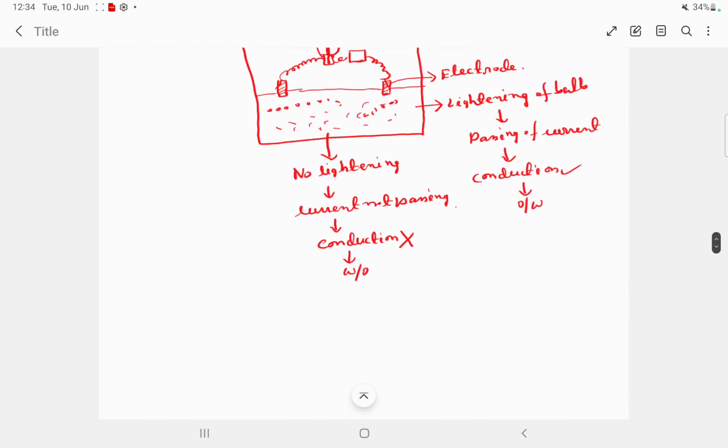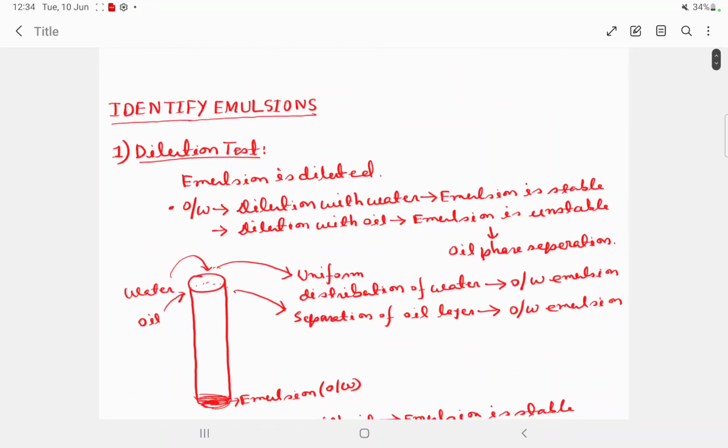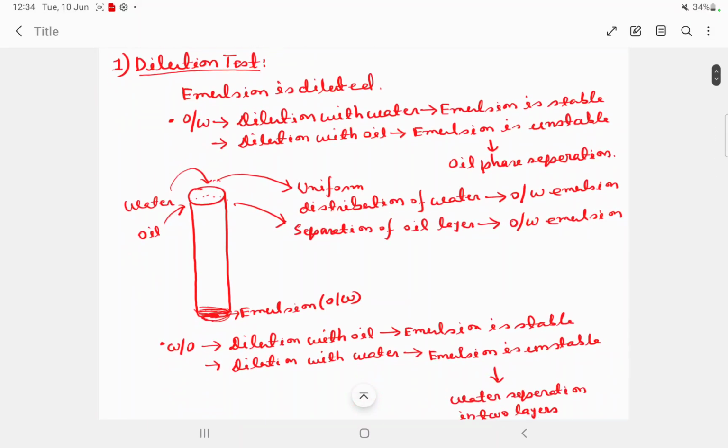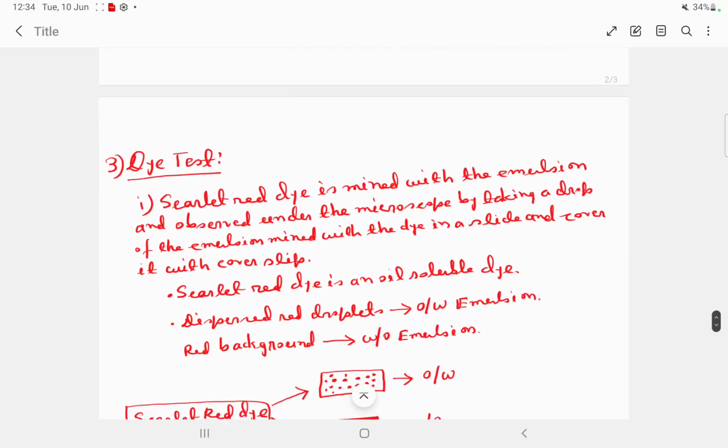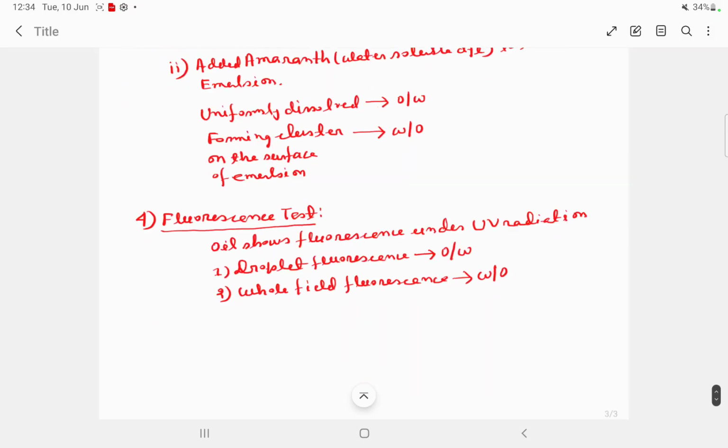So these are the processes by which we can identify the emulsion type, whether it is water by oil emulsion or oil by water emulsion.